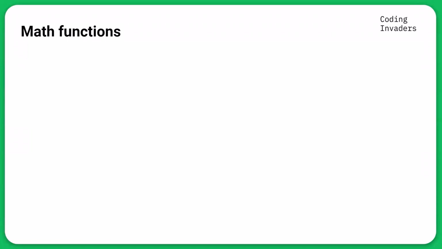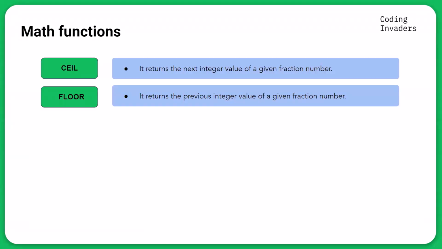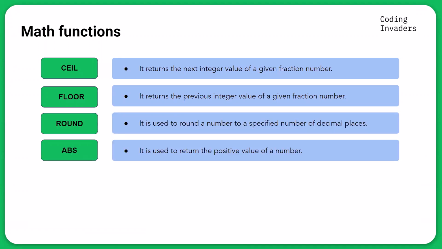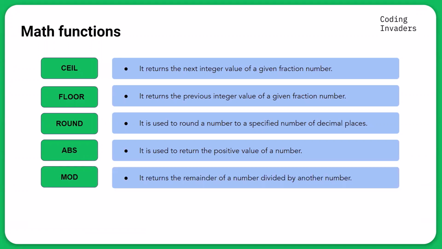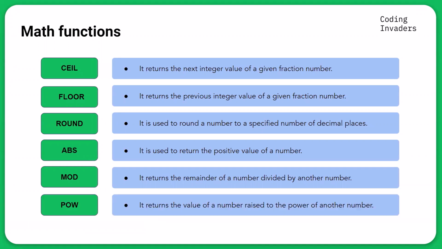Now let's summarize what we have seen in this video. We have seen the math functions ceil and floor. Ceil is used to get the next integer value. Floor is used to get the previous integer value of a given fraction number. Then we saw round and absolute. Round is used to get the specified number of decimal places. Abs, that is absolute, is used to return the positive value of a number. Next we saw mod. Mod returns the remainder of a number when you divide it by another number. Power, which we have just seen, is used to get the value of a number raised to the power of another number.